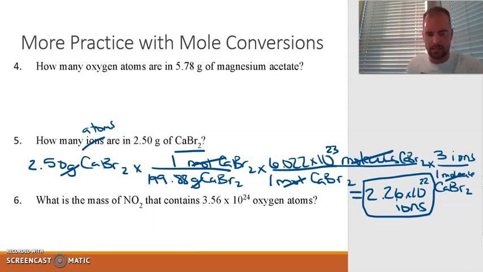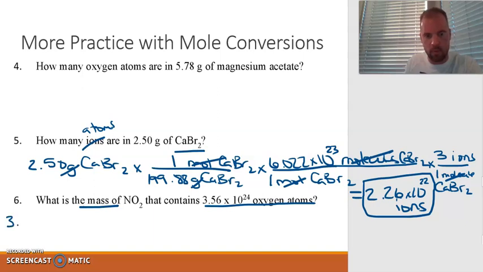What is the mass of nitrogen dioxide, or NO2, that contains 3.56 times 10 to the 24th oxygen atoms? So this one is basically like number 5, but we're going opposite. We're going in the reverse. We already know that there are this many oxygen atoms, just like we know that there are this many ions. We need to work backwards and say, okay, first of all, let's get from oxygen atoms to the actual compound that we're talking about. Then we can convert to moles, and then we convert finally to mass. So let me show you how that's done.